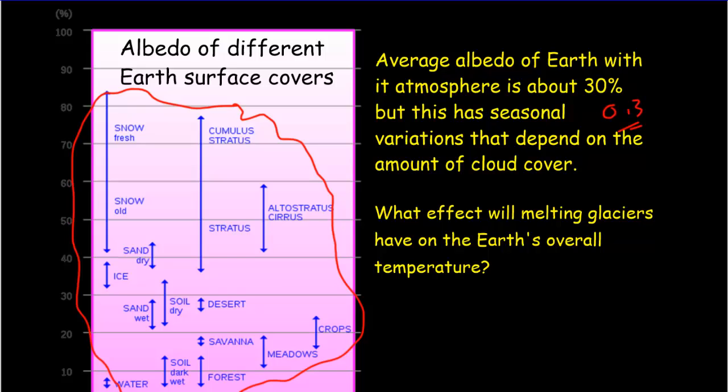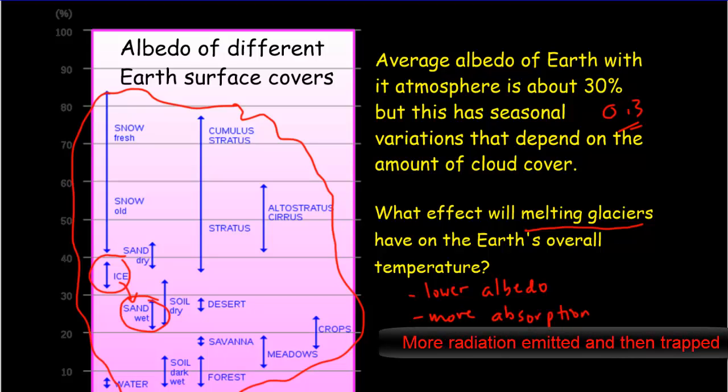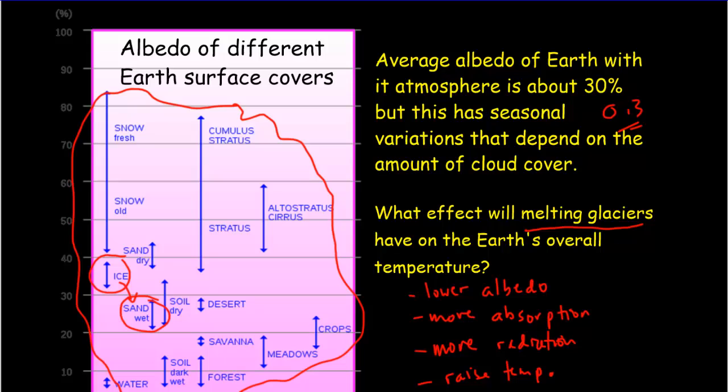So an important question that we can ask ourselves is what effect will melting the glaciers have on the Earth's overall temperature? If we imagine the glaciers would be here as ice, and let's say that underneath the glaciers is some sort of wet sand, then of course we're going to move towards a lower albedo if the glaciers melt. And if we're moving to a lower albedo, that means there's going to be more absorption. And if there's more absorption, that means there's going to be more radiation emitted. And that's going to raise temperatures. So actually having a high albedo reduces the temperatures of the Earth.